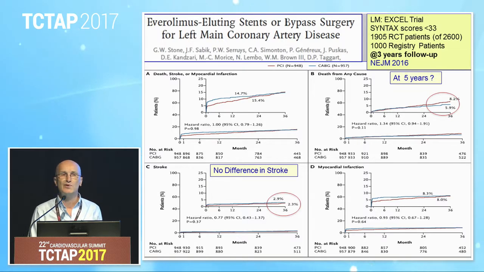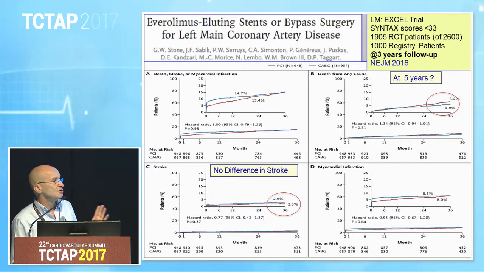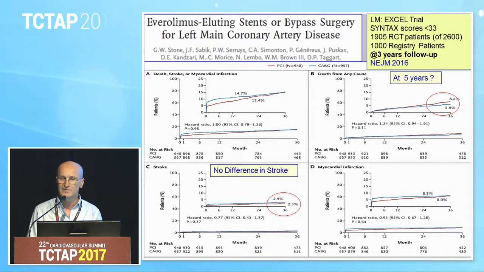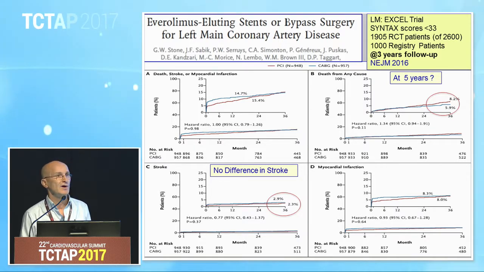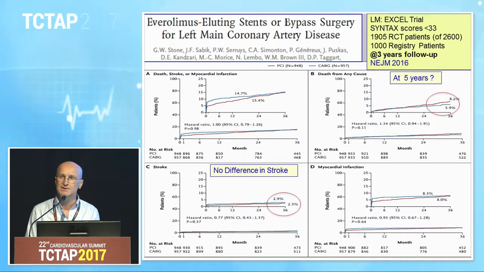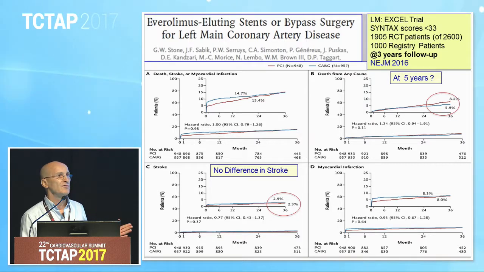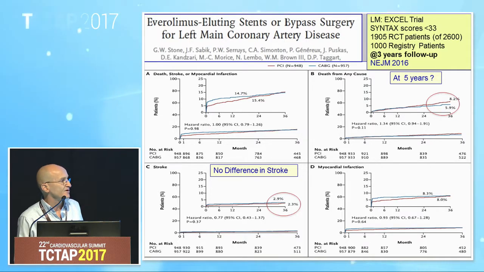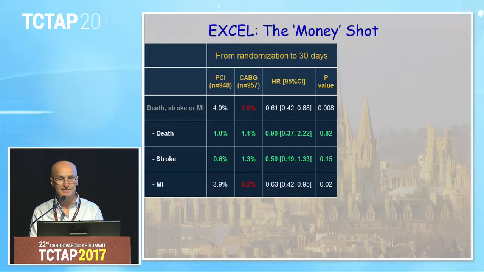But what is very important and what has been repeatedly not discussed at this meeting is what happened in terms of survival. If you look at 3 years, you can see that there is a beginning of a divergence in survival in favor of CABG. It comes to 2.4 percentage points, and it had a p-value of 0.06. So just failed to reach statistical significance. But of course, what we need to know is, what will those survival curves look like at 5 years?